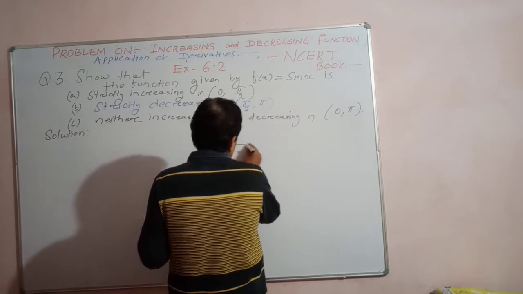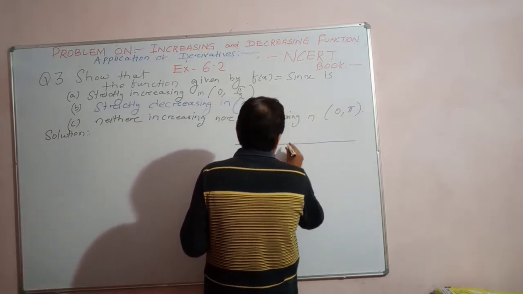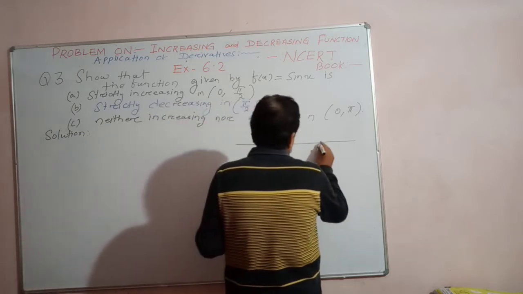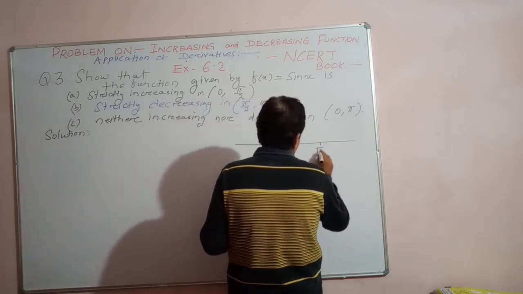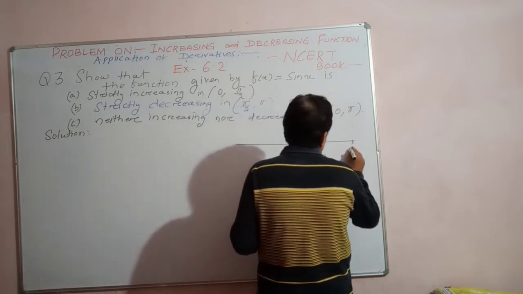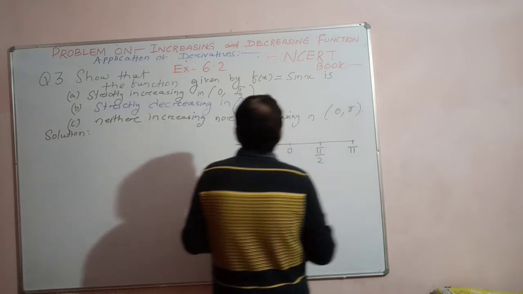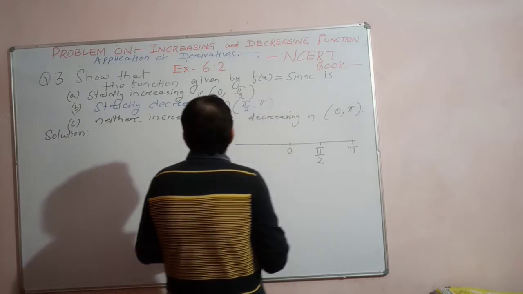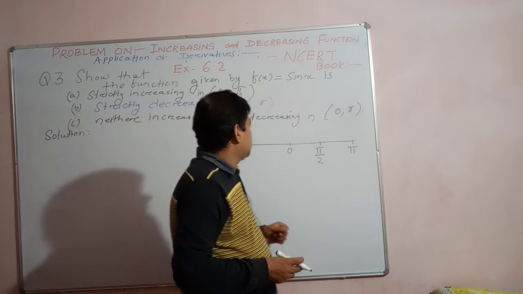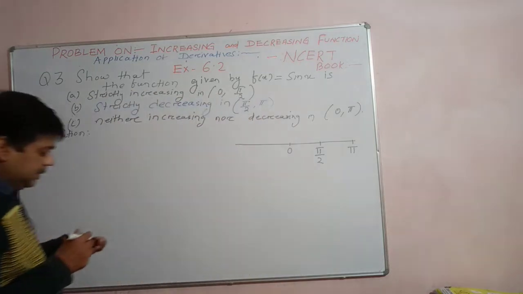Let's see now. Let us draw the interval. Here this is 0, and 0 to pi by 2, and this is pi. So you see, in 0 to pi by 2, the function is strictly increasing, and in pi by 2 to pi, the function is strictly decreasing. We have to prove that.